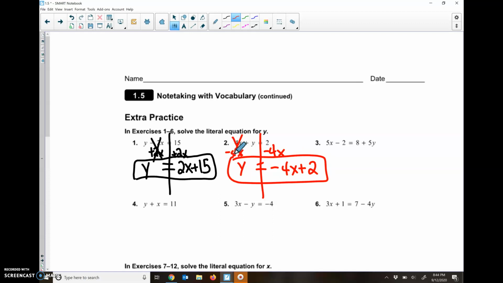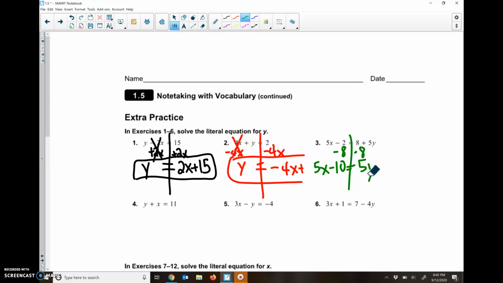Okay. Here, this one's going to be a couple steps now. Let me erase this last one so we have some room. So here I have 5x minus 2 equals 8 plus 5y. Now we got a couple things to get rid of. There's an 8 on this side, and there's a 5 in front of that y. So let me get rid of this 8 first. I'm going to subtract 8 from each side. So I have 5x minus 2 minus 8, which is negative 10, equals 5y.